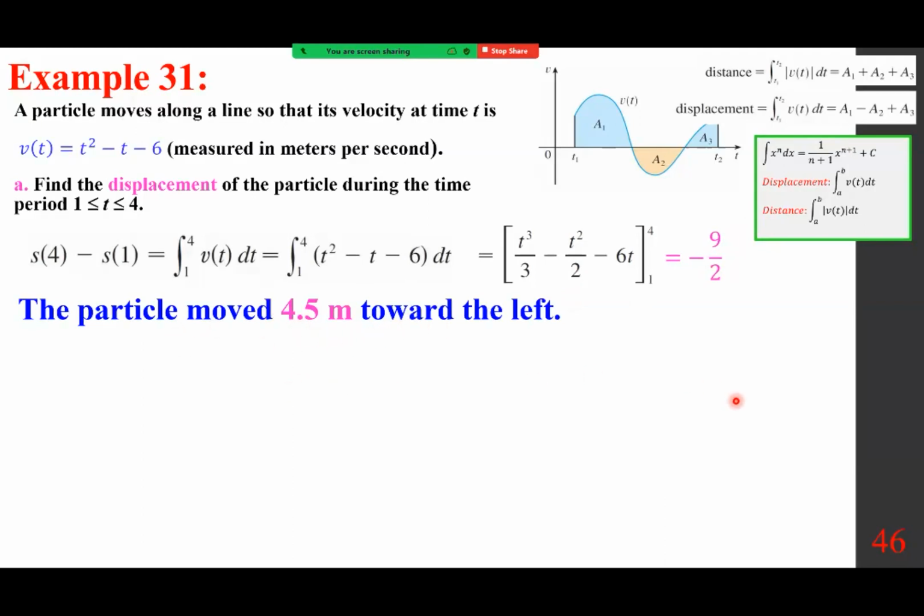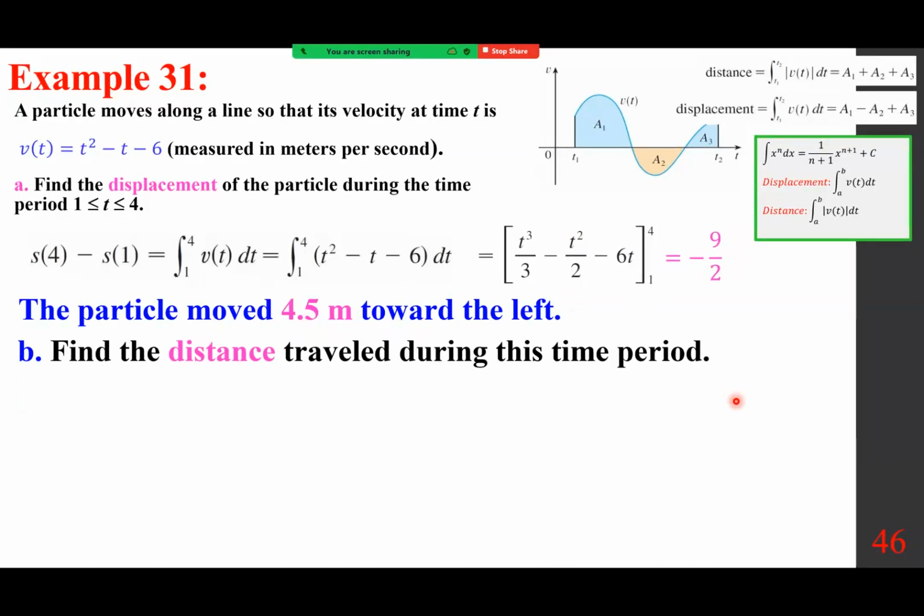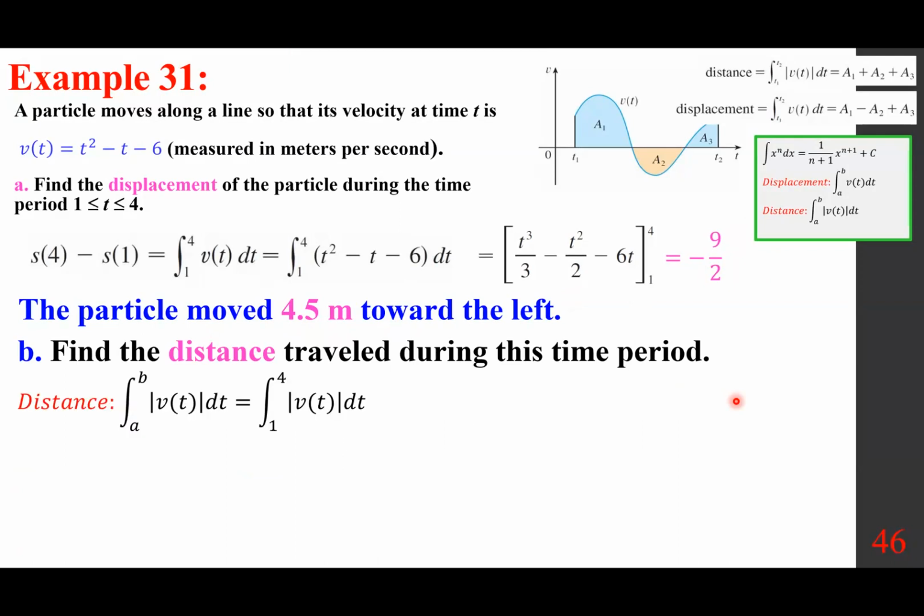That's the concept. We want to find the distance during this time. The distance is the absolute value of v of t from a to b, or specifically 1 to 4. And you need to do the sign graph to figure this out. But I want to make sure we understand the difference by giving you this simple example.